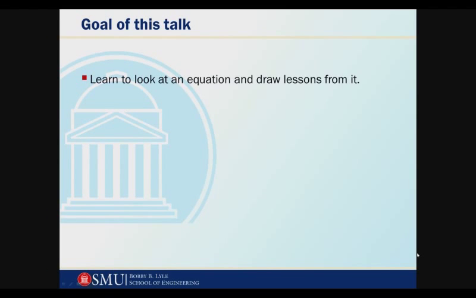So, if you're going to focus on the equation, then there are some tricks and there are some techniques that you can use to allow yourself to dwell on the equation, allow yourself to thoughtfully consider the equation as your eyes are resting on it before you move from equation 3.1 to equation 3.2 to equation 3.3. So the goal of this talk is to learn to look at an equation and to draw some lessons from it.